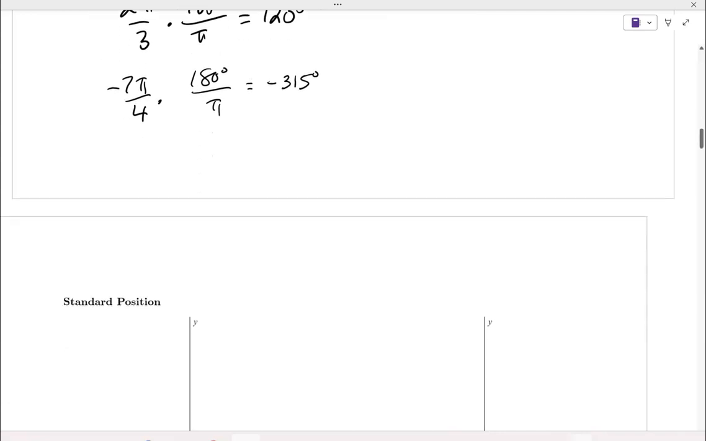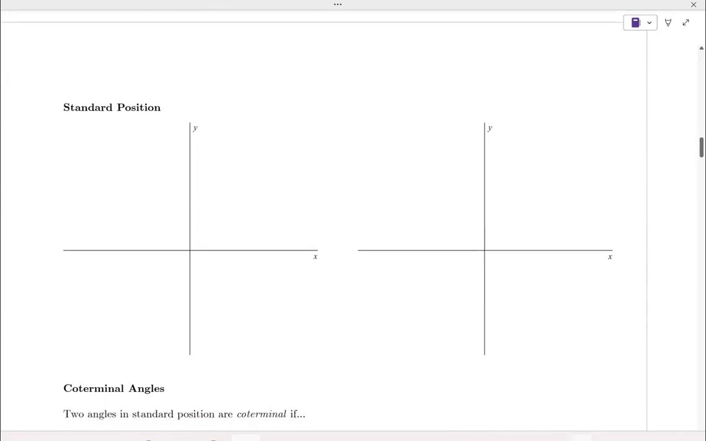I'll leave the other ones for you for practice a little bit, but let's talk about standard position and coterminal angles here as we finish up today. Like I said, we'll finish this up on Wednesday. So standard position. Everything that we're doing here is getting us to a standard point where we can start talking about functions and then analyzing those functions, different properties of those functions.